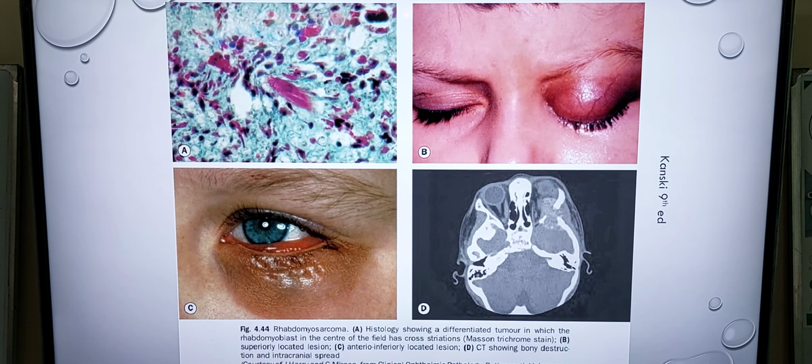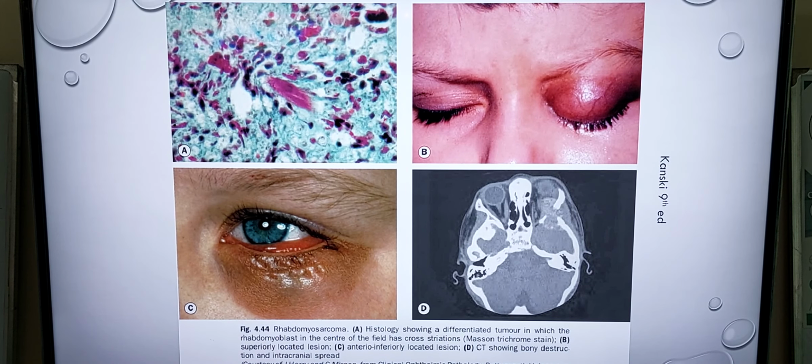The first picture shows histology of rhabdomyosarcoma. The stain is trichrome stain, and you can see cross striations in the central large cell, which is known as rhabdomyoblast.